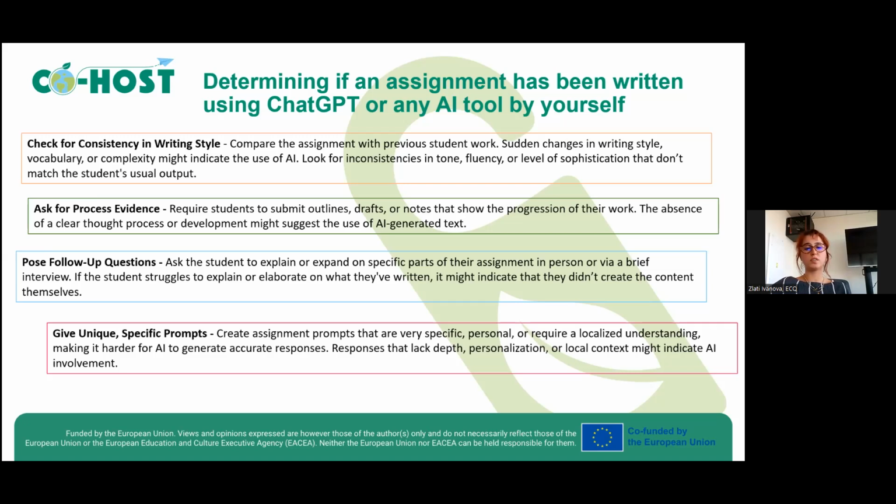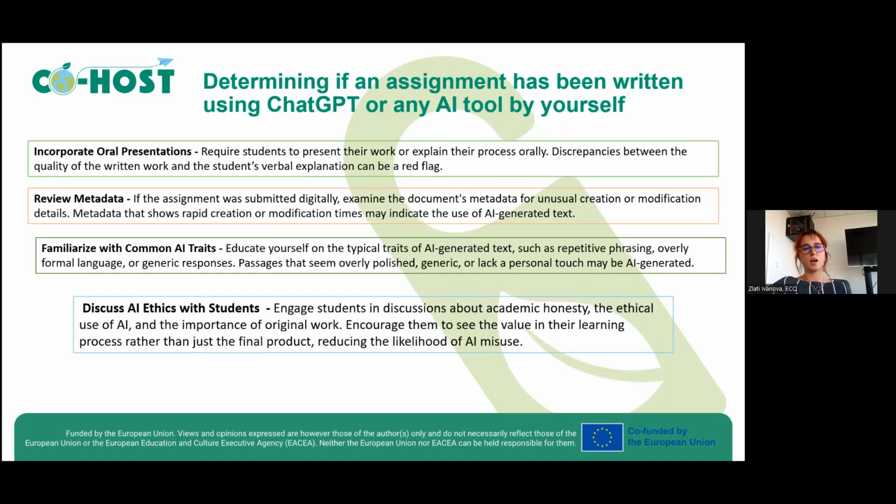You can give unique, specific prompts, meaning that the assignments you give are very specific, very personal, or they require some sort of localized understanding, which could make it harder for AI to generate responses, and it will make it sound really broad. And you can recognize that it's made by AI. You can incorporate oral presentations where students can present their work or explain how they came up to this work, how they did the process of finishing this work.